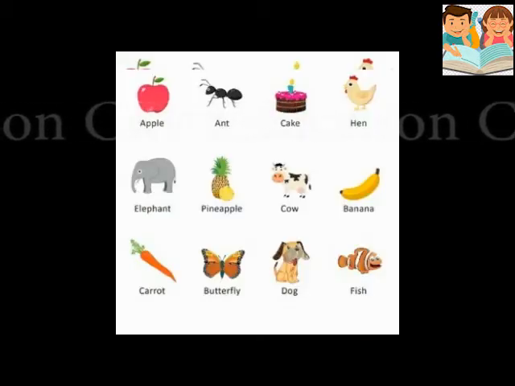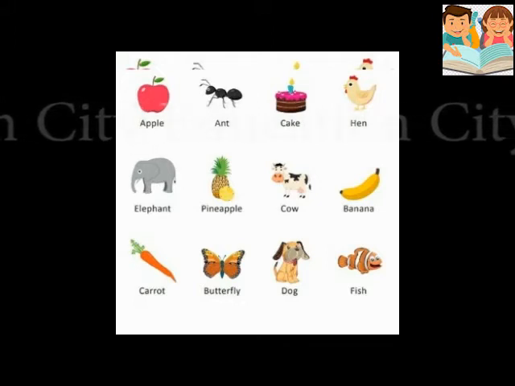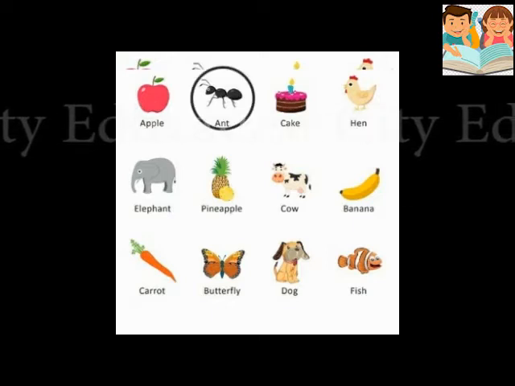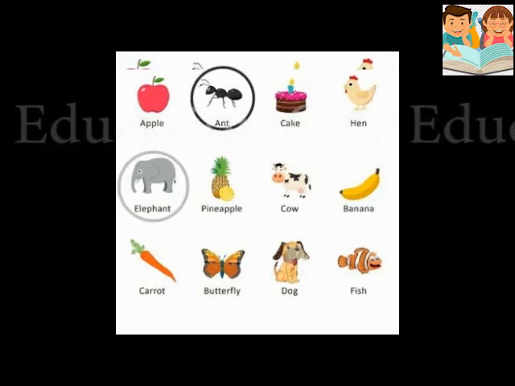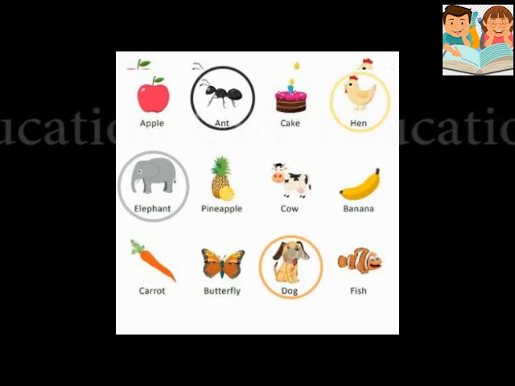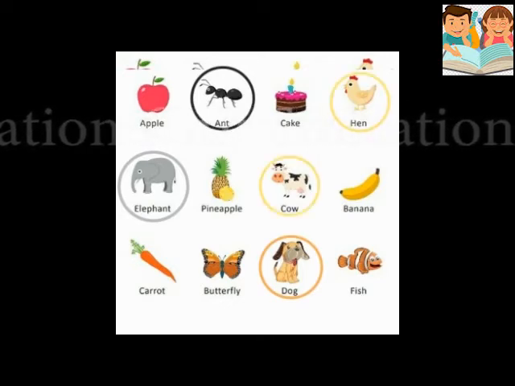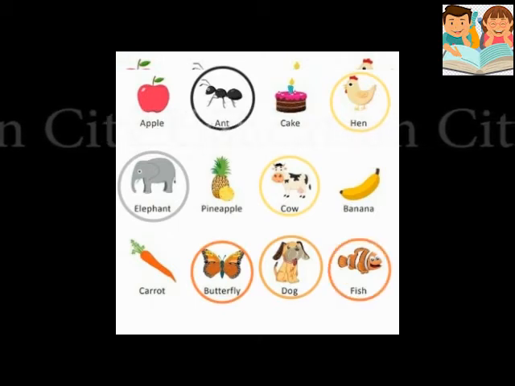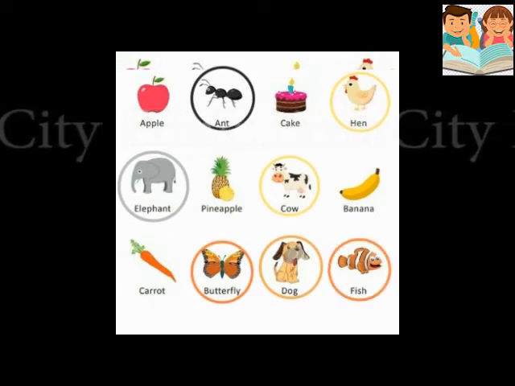So now look at the next. In these pictures, we have to find out the animals' names. Yes, ant, elephant, dog, hen, cow, butterfly, and fish. That's good.